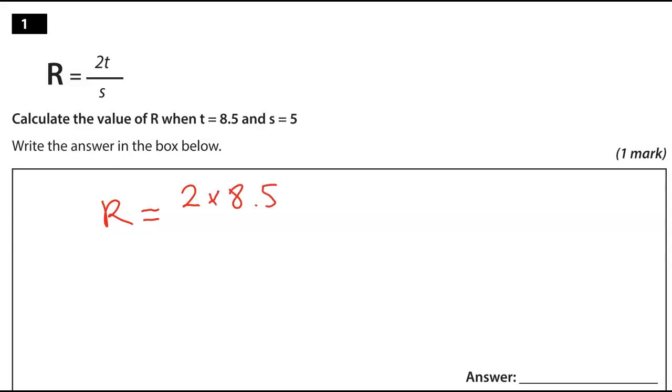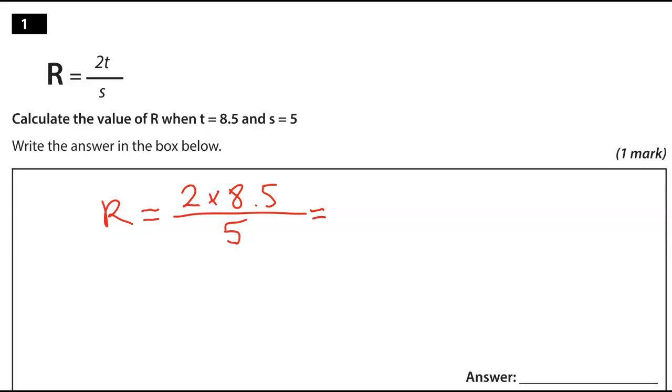You can see 2t, so multiplication is missing. If the operation is missing, it means multiplication always. If it's addition, subtraction or division, it will be stated. It will be written down. Divided by s, which is equal to 5.